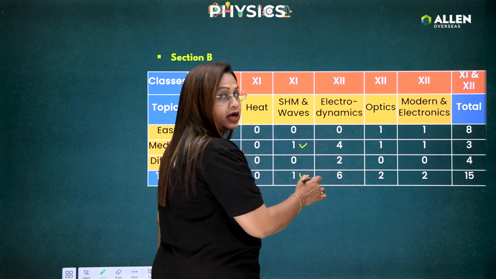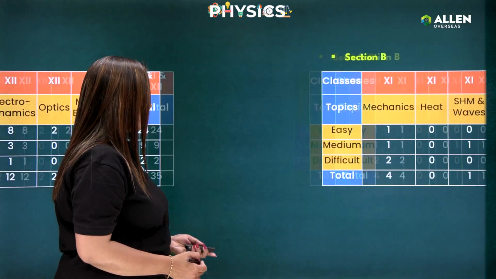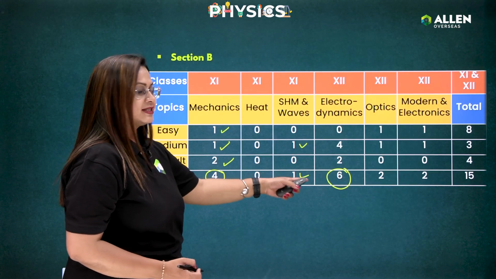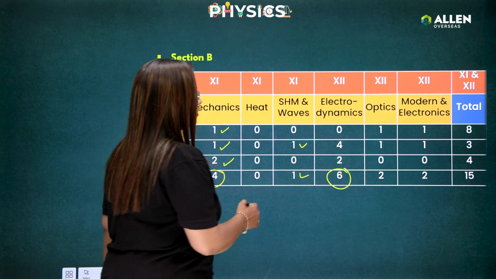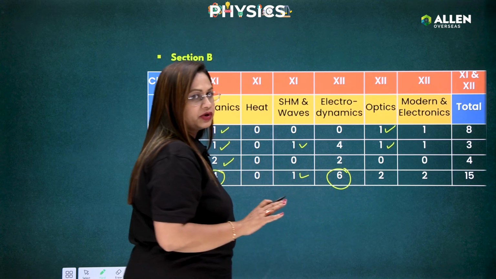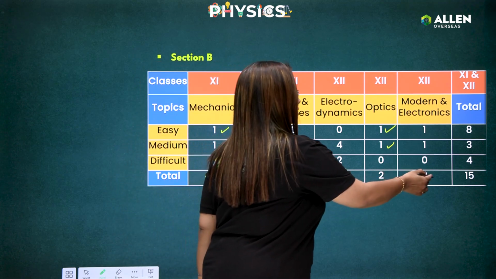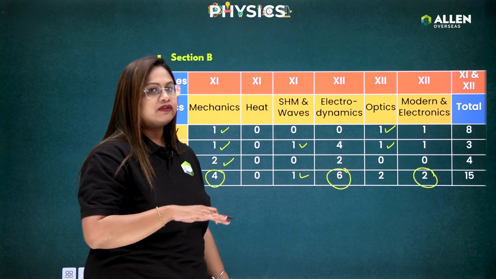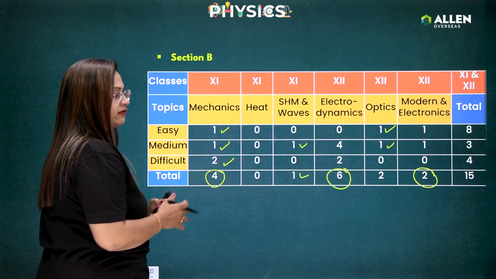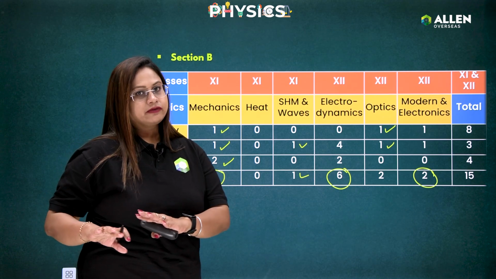Coming to electrodynamics, again we had 6 questions this year in section B, and in section A we had 12 questions from electrodynamics, so 12 plus 6 gives you 18 questions. From optics, again we had 2 questions, 1 was easy and 1 was moderate, no difficult questions from optics. As always, from modern physics and electronics we had 2 questions, and both were at the level of easy and medium, and no difficulty was there. So it makes a total of 15 questions, and out of that 15 you had to choose only 10 and could have left 5 questions.